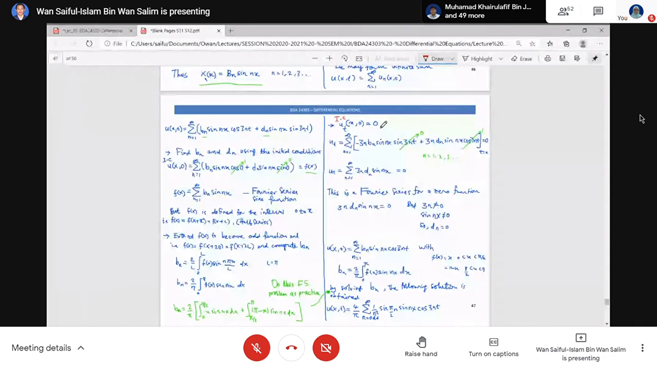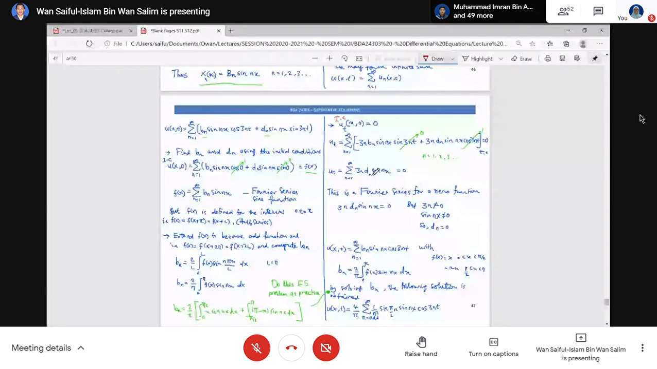Okay. Now we can evaluate this. How do you find this? Well, there's an easy way. The hard way is to do a Fourier series and find the value of d sub n, find the coefficient d sub n. But there's an easier way. If you look at this, you have 3n times d sub n times sine nx.